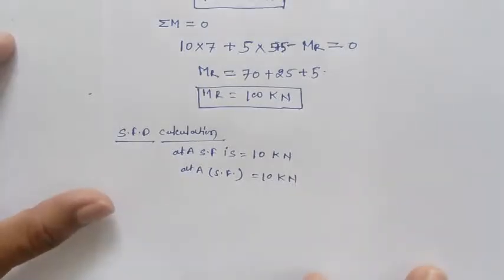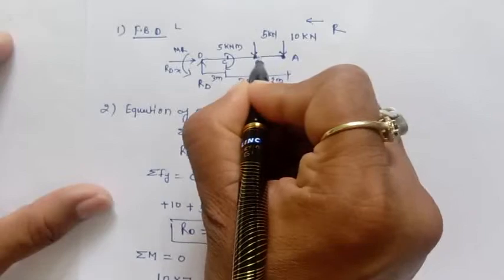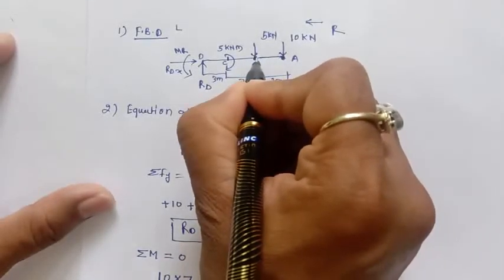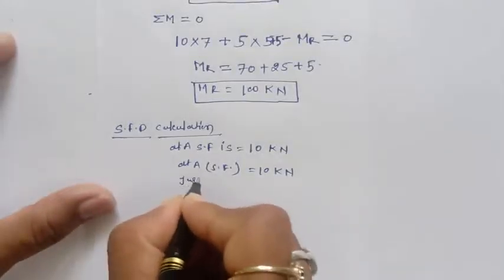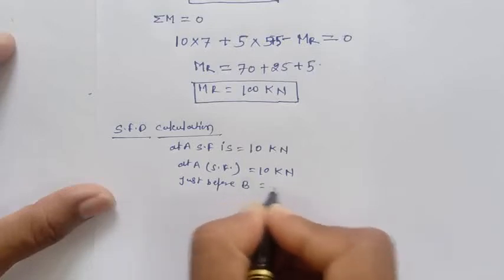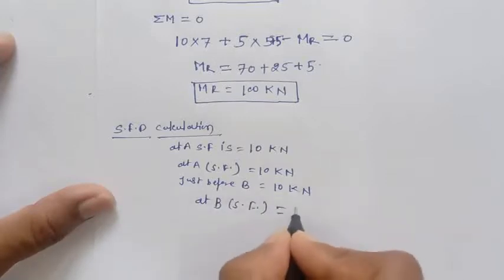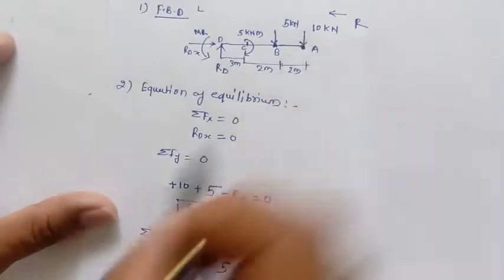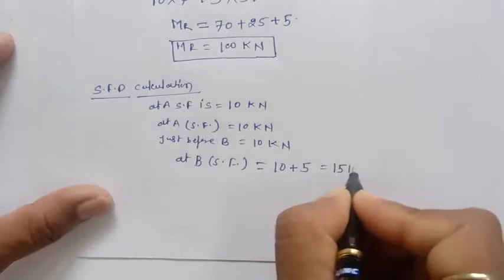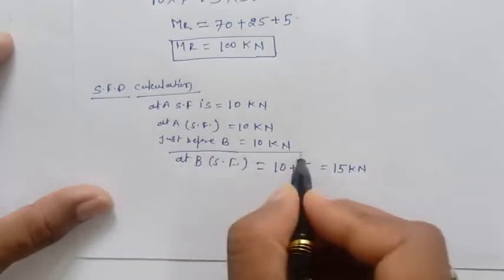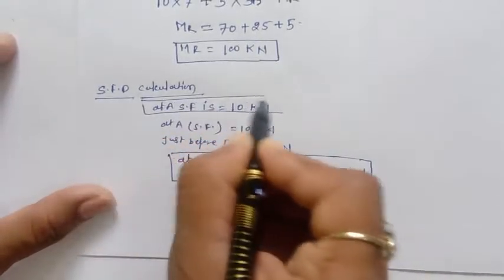The next is B. From A to B, because no other force is there, only the 10 kilonewton is constant up to B, and at B 5 kilonewton is there. So just before B it's 10 kilonewton only, and at B, because it's downward, and for shear force we take downward as positive, the 10 is positive and plus 5 is also there, so that will be 15 kilonewton. So at B it's 15 kilonewton, and at A it's 10 kilonewton, not 0.